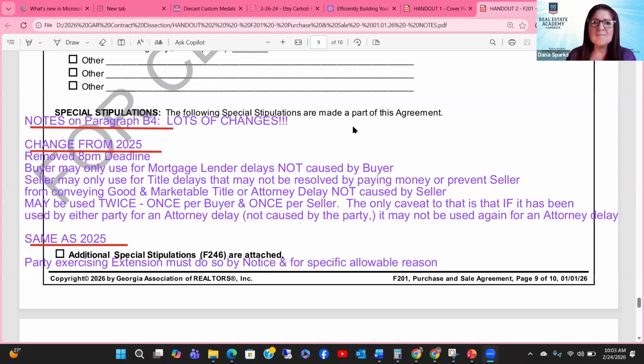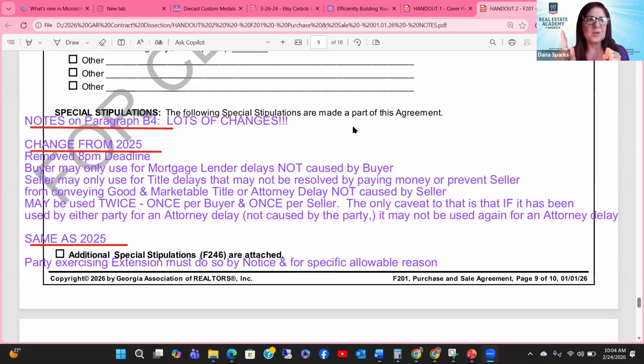Now, the buyer may only use it for mortgage lender delays not caused by the buyer. The seller may only use it for title delays that may not be resolved by paying money or that prevent the seller from conveying good and marketable title, or an attorney delay, as long as that attorney delay is not caused by the seller. The buyer may also use it for an attorney delay not caused by the buyer. So either party can use it if there's an attorney delay. But once the attorney delay has been used, the other side can't use it.